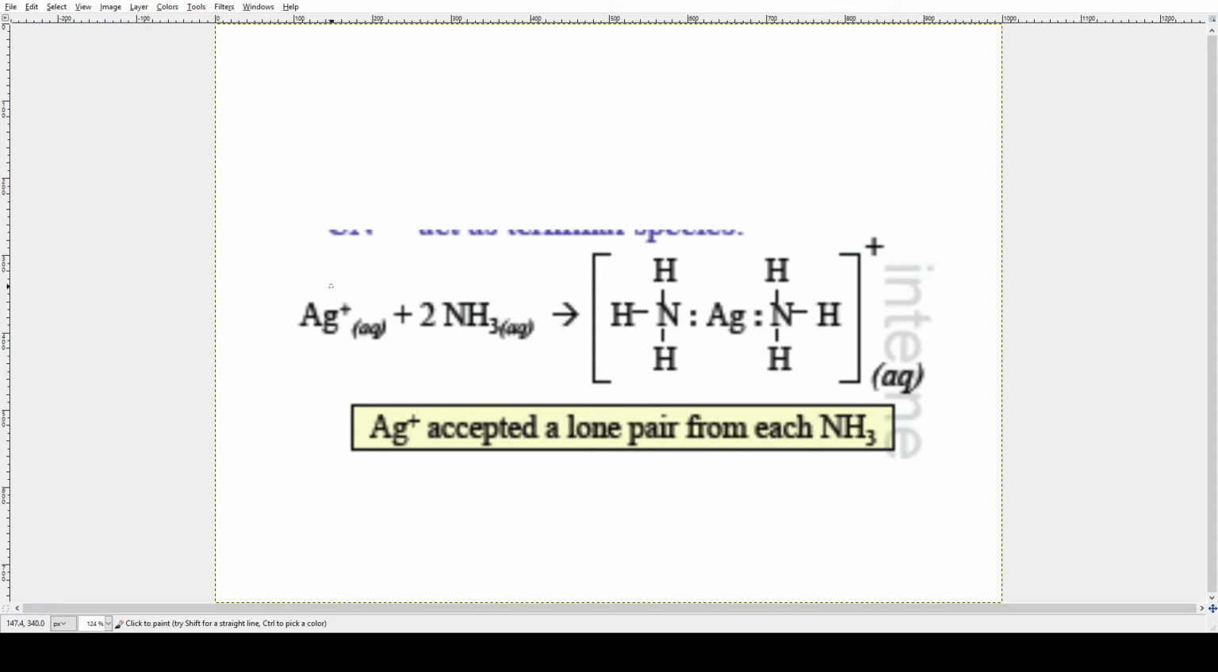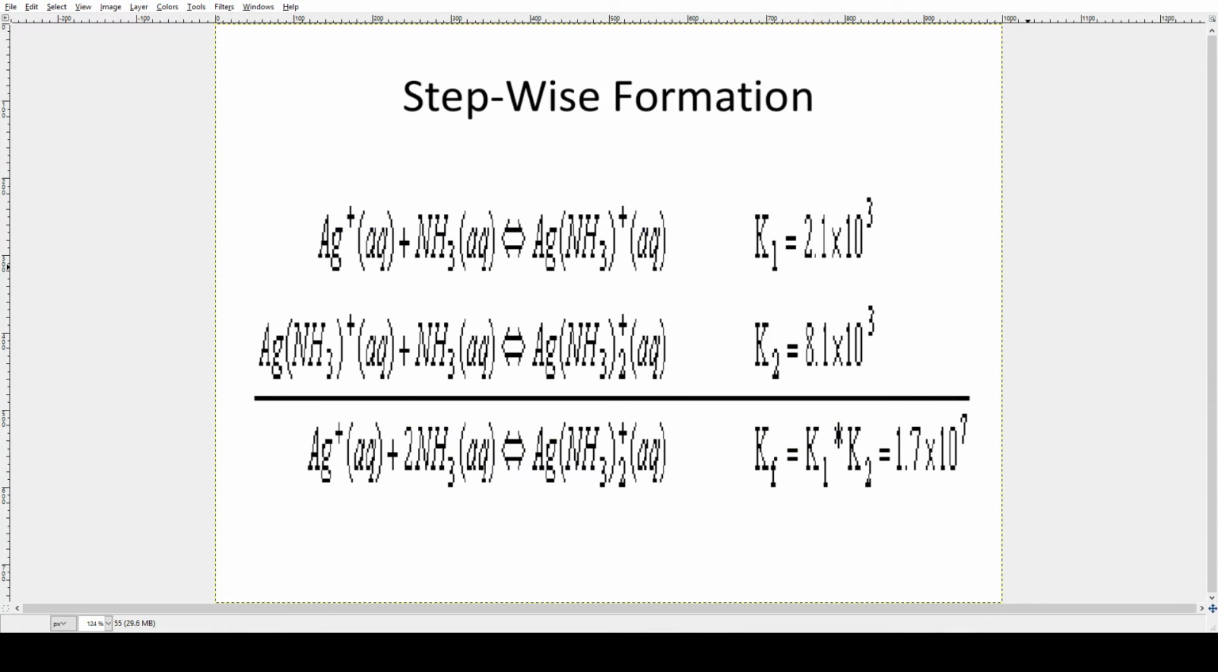So here's an example of silver accepting lone pairs from ammonia. Notice how silver has a +1 charge. We're going to add ammonia, which has no charge. So it's still going to have that +1 charge at the end. Now there's a trick to knowing how many ligands will attach. So let's go ahead and look at that. That'll be the next slide.